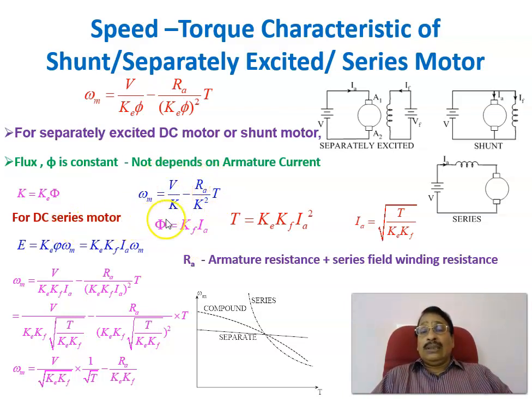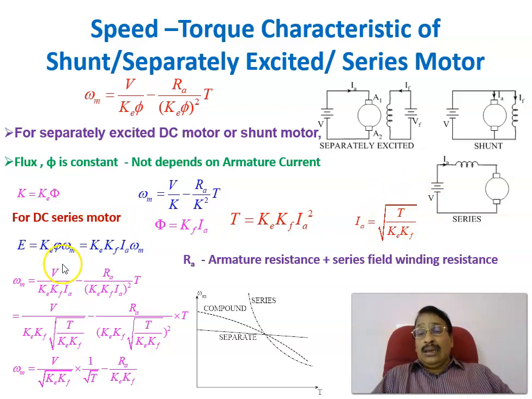Now coming to the series motor, the flux is not a constant; it is a function of the armature current, and that constant we call the field constant Kf. Therefore, flux equals Kf into Ia, so the torque, equal to Ke into phi into Ia, is represented as Ke into Kf into Ia square. From this equation you can find Ia: Ia is equal to the root of T divided by Ke into Kf. This is the equation for the armature current in the case of a series motor.